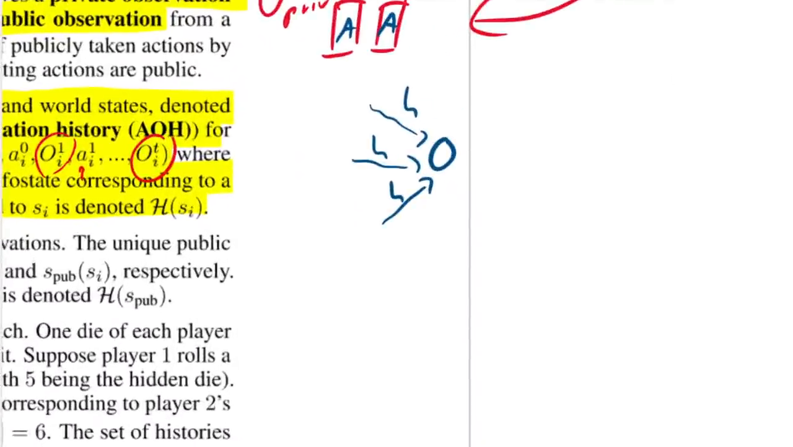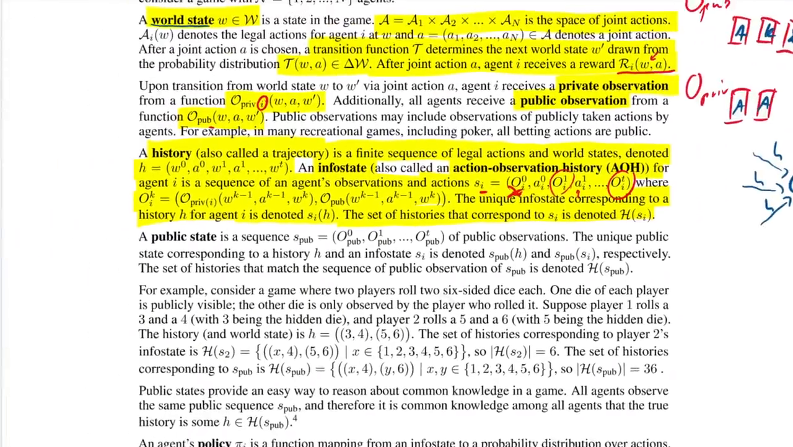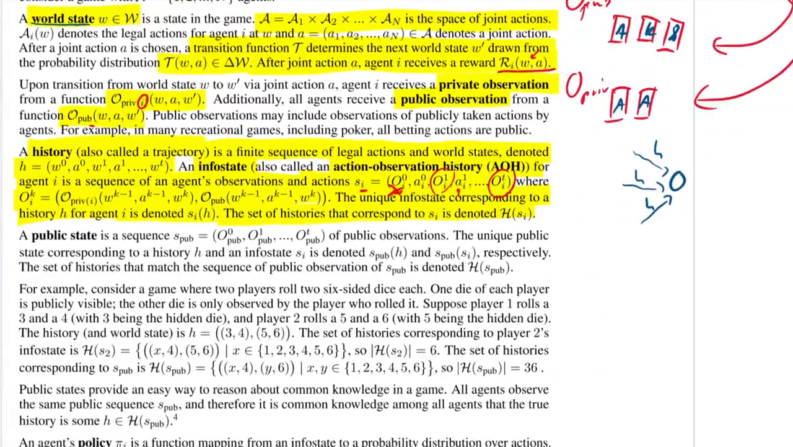But any given history fully determines the info state. If I tell you what happened, you can give me the info state for each player. You can say, player 1 played rock, therefore player 2 is in that info state and player 1 is in that info state. So that's why there is a unique info state for each history, but there is a set of histories for each info state.